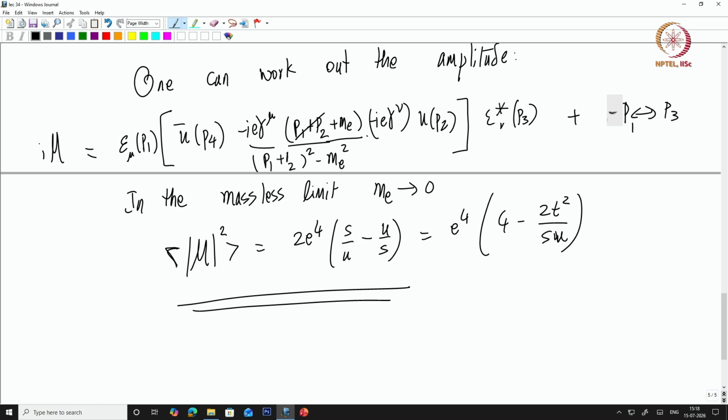So you see that the formula is simple in the massless limit, but in the massive limit it is a long expression. Now, you can work out the m squared, but there is also this non-relativistic limit which is called the Klein-Nishina result.